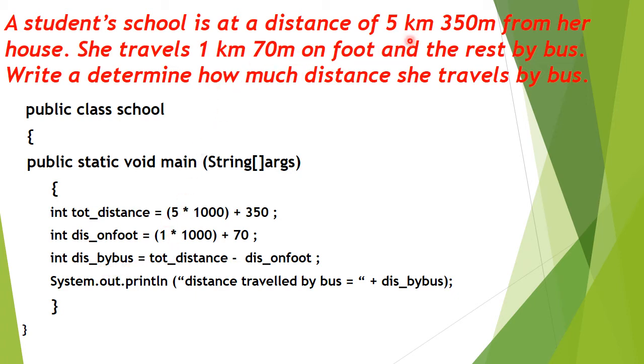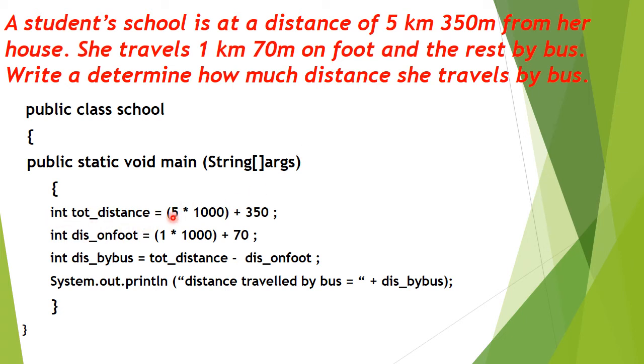But here it is given in kilometer and meter both, so we have to convert this kilometer into meter also, and you all know that in mathematics you all have done it. So 1 kilometer is equal to 1000 meters. So this 5 kilometer we will convert by multiplying by 1000. So same I have done here. This is the total distance.